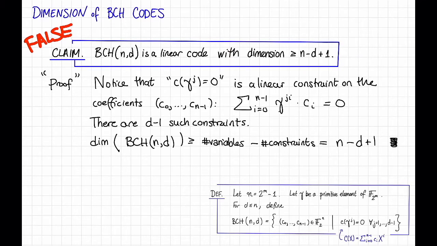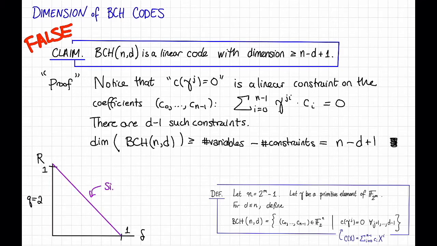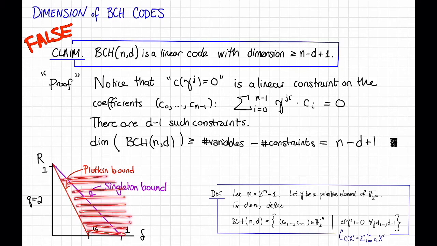QED. Okay, so as mentioned above, this proof is wrong and the statement is false. To see why the statement is false, let's do a quick sanity check. So here I'm going to plot the singleton bound and the Plotkin bound on these rate versus relative distance axes that we keep drawing. This is for q equals 2. So the singleton bound looks like this, while the Plotkin bound looks like this. In particular, for q equals 2, the Plotkin bound says that all of the points out here are not achievable. In particular, the singleton bound is not achievable.